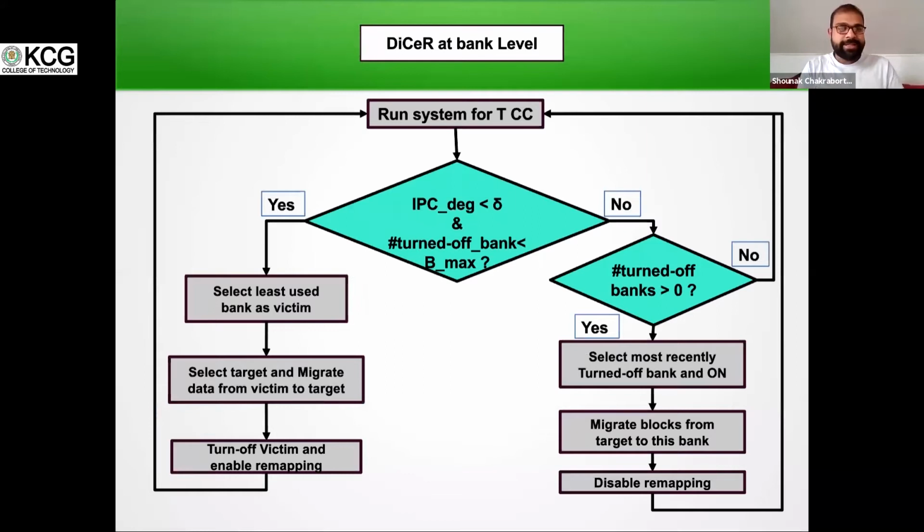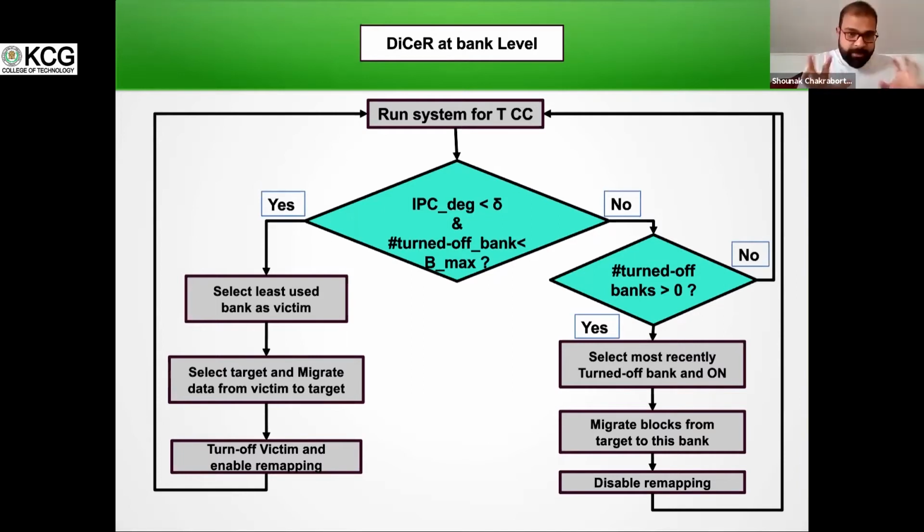On the left hand side, you can see we are just selecting the victim. Once our condition is satisfied, just select the victim. Then do the migration from victim to target. Once your migration is completed, then you enable remapping and turn off your victim. On the other end, you can see how we are turning it on. So just keep some flag on your target bank with each and every data to detect their original location, and now you just send them back to the victim. And once this migration is done, then you just disable the remapping and go back to your normal operation. So these are the couple of things.